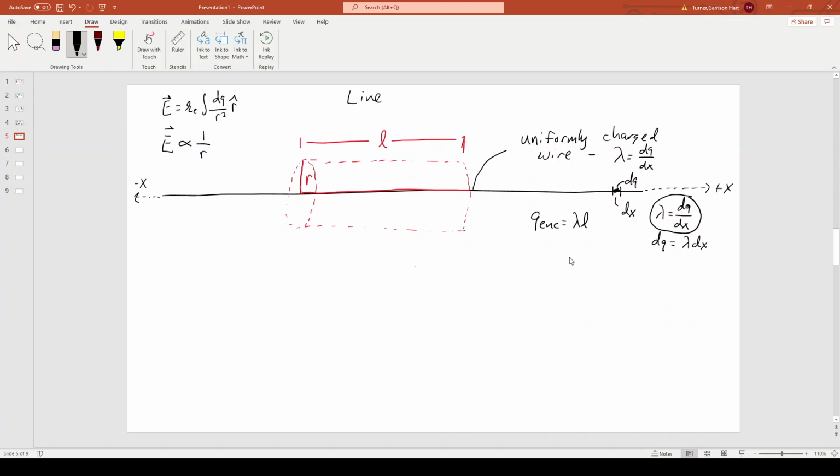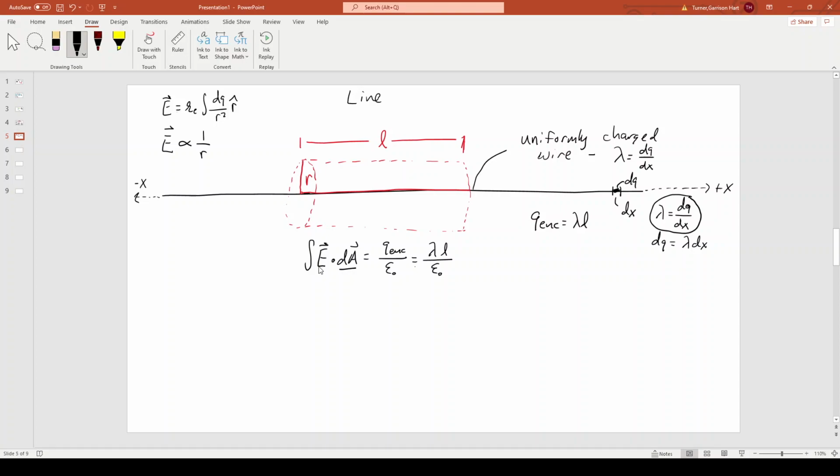And so now I've already got part of my calculation, right? So we'll go ahead and just write it down. E dot dA is going to equal Q enclosed over epsilon naught, but we've already said that Q enclosed is equal to lambda times L. And so, with that in mind, it's now time to talk about our dA.